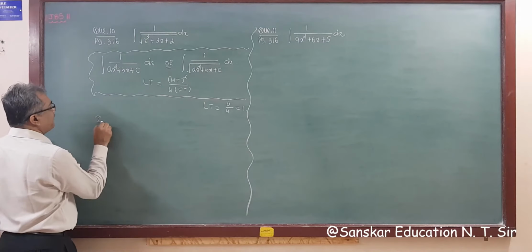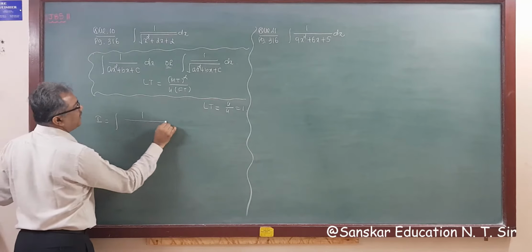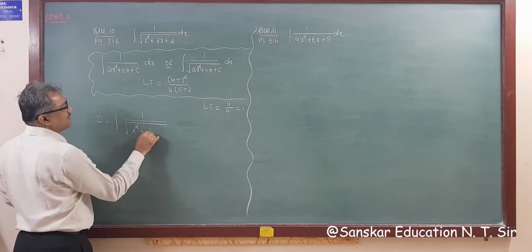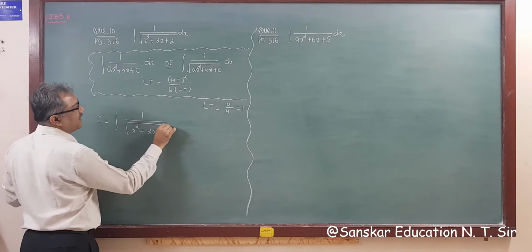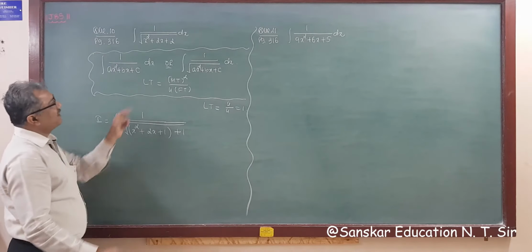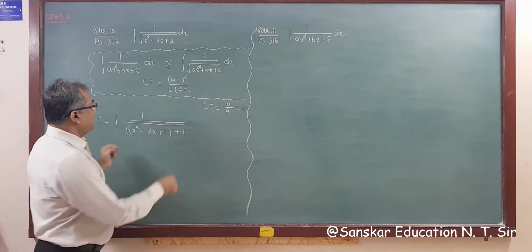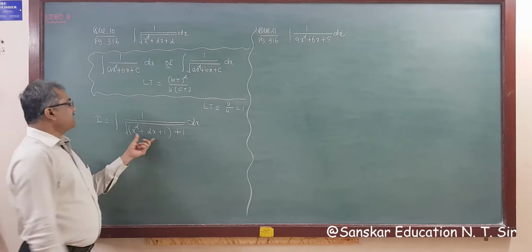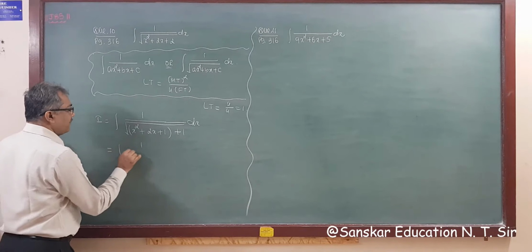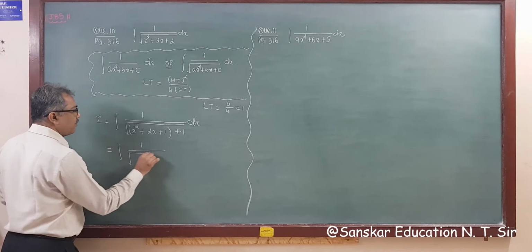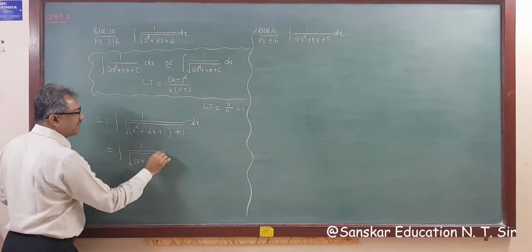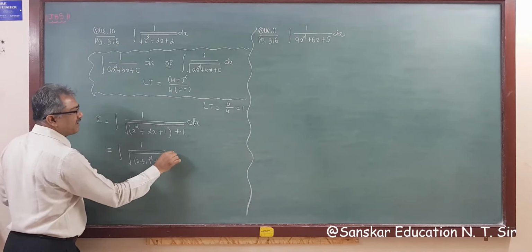So your I will be integration 1 upon square root of x square plus twice x plus 1, and this is plus 1. I am splitting these two as 1 plus 1, and this is dx. So this is a perfect square of x plus 1, right? So this is integration 1 upon square root of x plus 1 whole square plus this one can be written as 1 whole square dx.